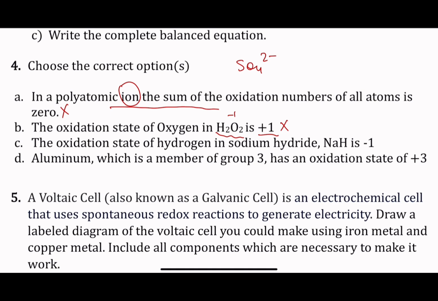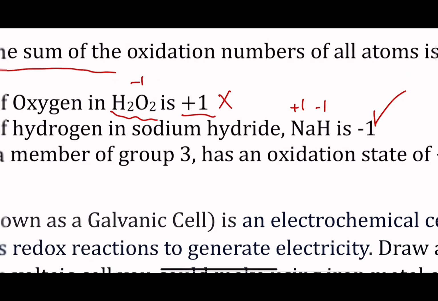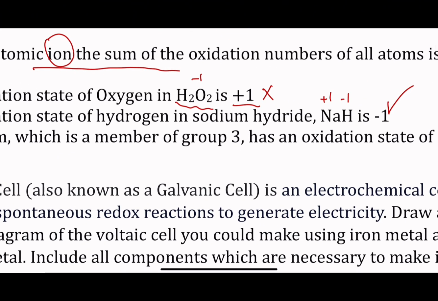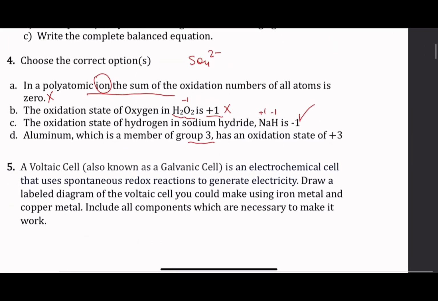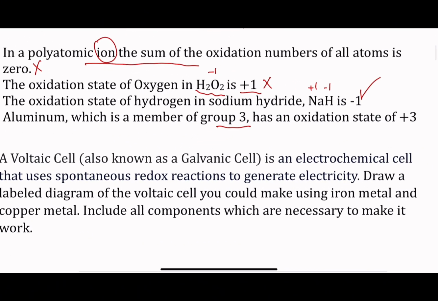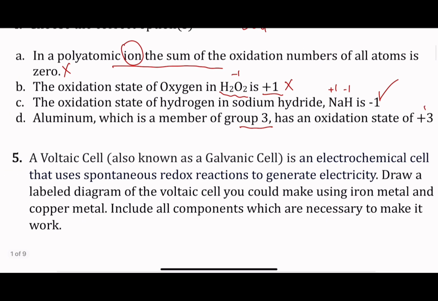The oxidation state of hydrogen in sodium hydride is -1. And we know that this is an exceptional situation again. Metals are always positive, so in order to balance this out, hydrogen is -1. This is also an exceptional case, which is true. Aluminium, which is a smaller member of group 3, has an oxidation state of +3. So in this case, a member of group 3 having +3 is correct as well. So we got 2 options which are correct.